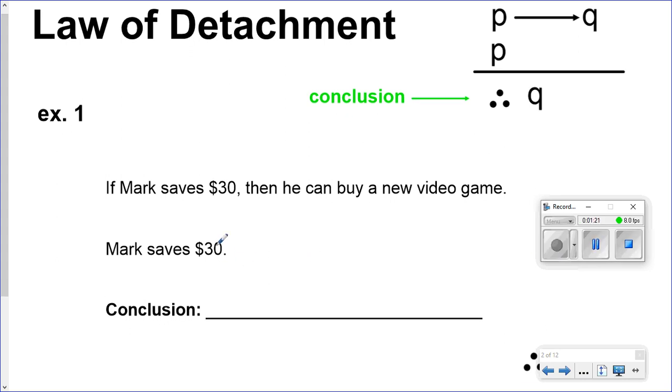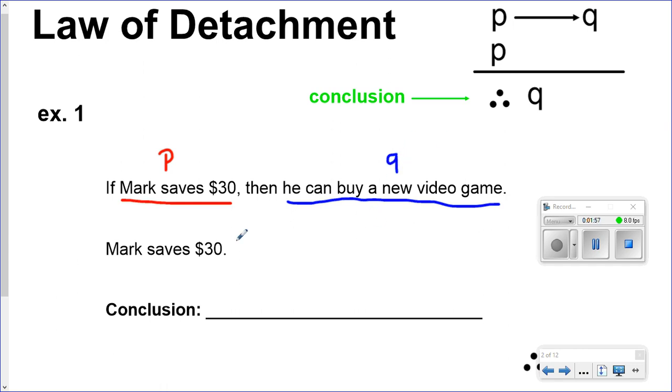So we have if Mark saves $30, then he can buy a new video game. Mark saves $30. And then we want to figure out what the conclusion is. So remember, we need the diagram, meaning in the first statement, we need to mark the hypothesis and the conclusion. So Mark saves $30 is our P statement. Okay. And remember, they always start if P, then Q. And it says, then he can buy a new video game. So that he can buy a new video game is our conclusion. So that's our Q. And again, remember, it'll always start this way.